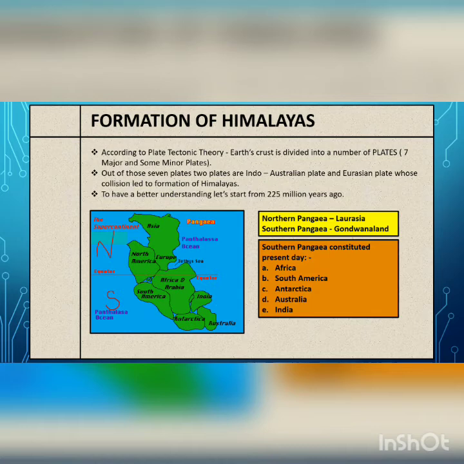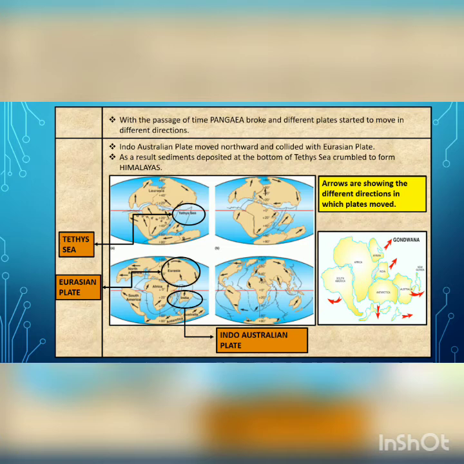This Gondwana, or the southern Pangaea, constituted present-day Africa, South America, Antarctica, Australia, and India. So let us understand this image first.